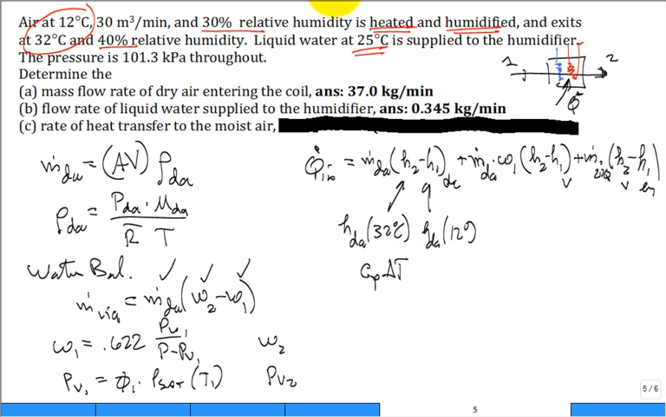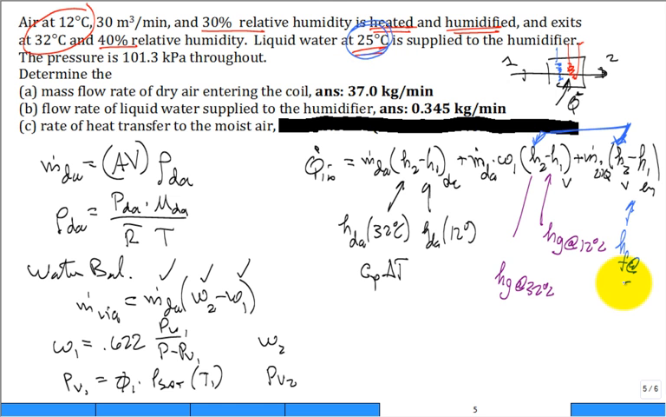How about this enthalpy in at state 1? Isn't that Hg at 12 degrees C? And is this Hg at 32 degrees C? Yeah. And is this H2 of the vapor equal to that H2 of the vapor? Are they the same? They both go out at 32 degrees C, and they're both vapor. And this one's a little tricky. That's going to be Hf at the supply temperature of the liquid water, 25 degrees C.